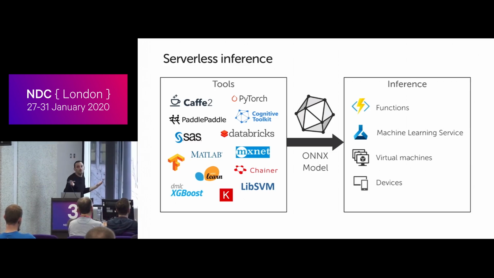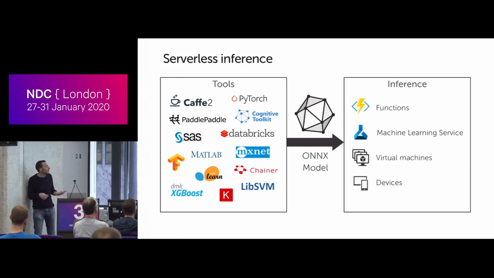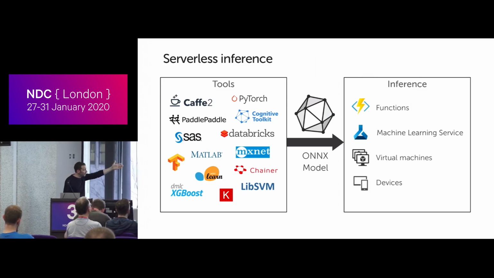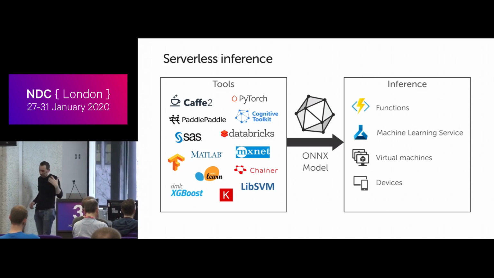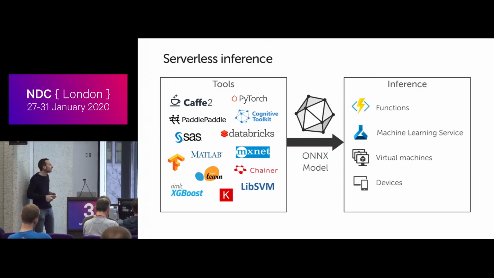So you can run ONNX models on Azure Functions. If you need Azure Machine Learning Service, maybe you've got some GPUs that you need to rely on, you can use that. You can run on virtual machines, obviously. You can run on the edge, on devices. You've got all these different options. And again, it's not about saying you must run everything in serverless. What we're saying is if you have the option, it's got to be a good thing, right?